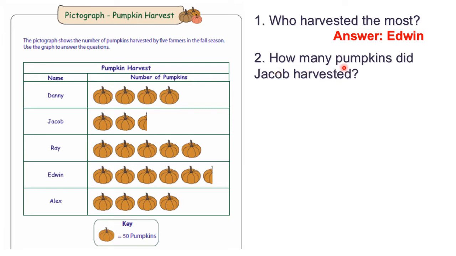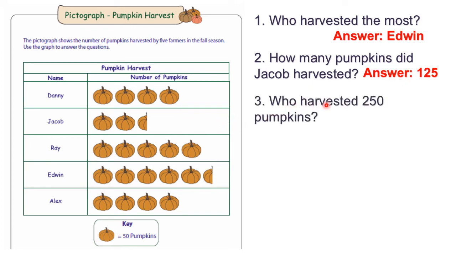Number 2, how many pumpkins did Jacob harvest? So where's Jacob here? Okay, we see Jacob already. Each one is 50. 50 plus 50 is 100, plus half of 50, we have 125.